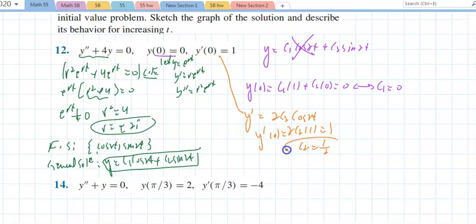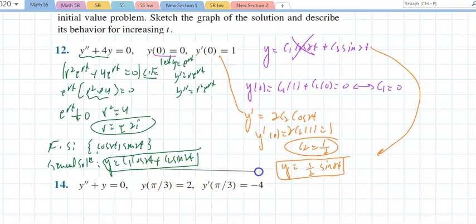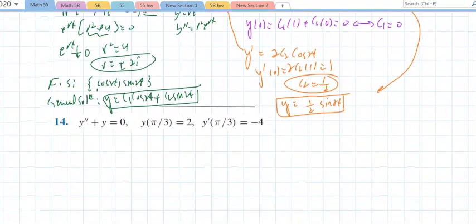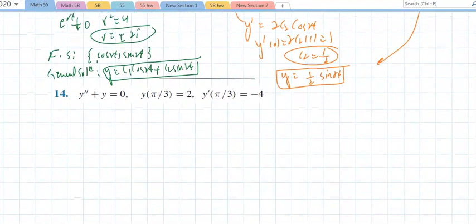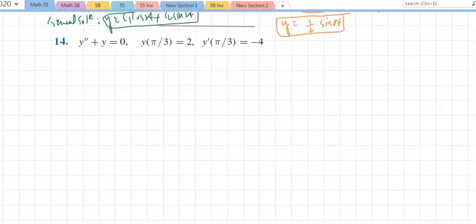c2 equals 1 half. So the solution to this would be y equals 0 times cosine, which is gone. That will be 1 half the sine of 2t. And that oscillates from negative infinity to positive infinity. Alright, and if I move to the next problem, number 14, it's a bit lengthy, that's okay.